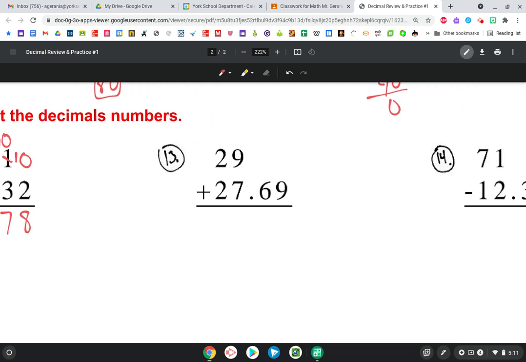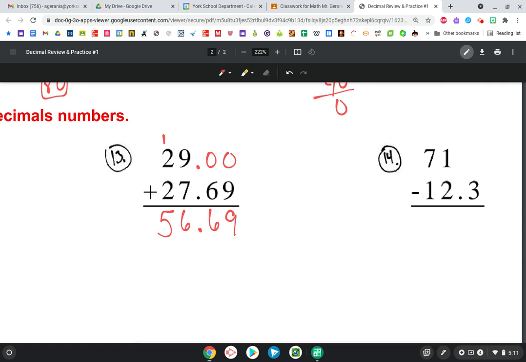Now here in number 13, we'll draw in our decimal and invisible zeros, and we have addition. Now addition, order doesn't matter, right? So 0 plus 9 is 9. 0 plus 6 is 6. Bring down the decimal. 9 plus 7 is 16. Carry the 1. 1 plus 2 is 5. 56 and 69 hundredths is the final answer.